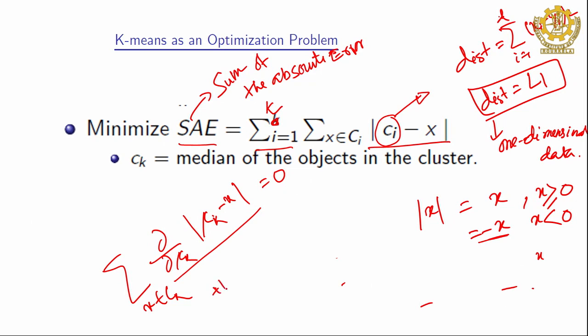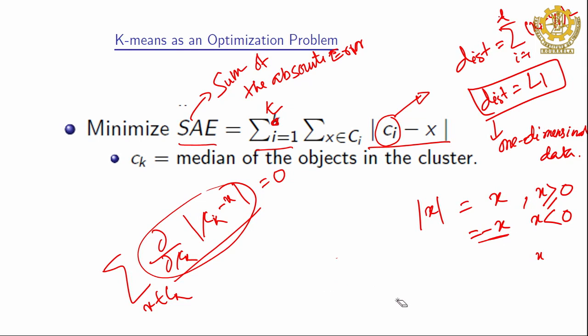So in some cases plus 1, minus 1, plus 1, minus 1, plus 1, minus 1, you will get the value 0, because the summation of all these derivative values will be 0. When will this appear? That is when the number of plus 1 and the number of minus 1 is the same.